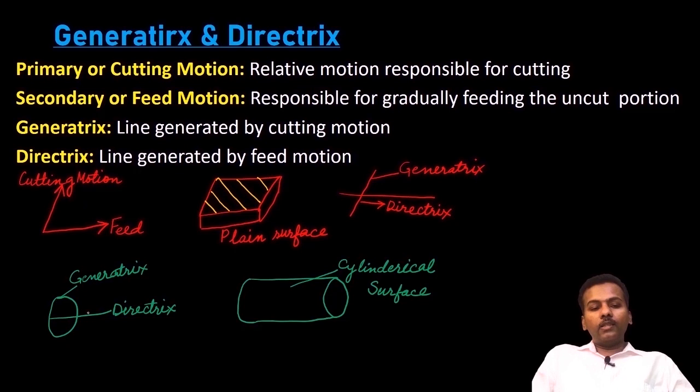How are the shape and size generated? There are two motions that create the shape. One is the cutting motion and another is the feed motion. When combined together, they create a certain geometry, and you can see that as this feed and cutting motion are linear, a plane surface is generated. So what is the primary motion?